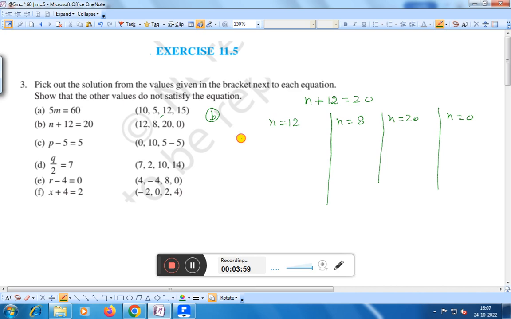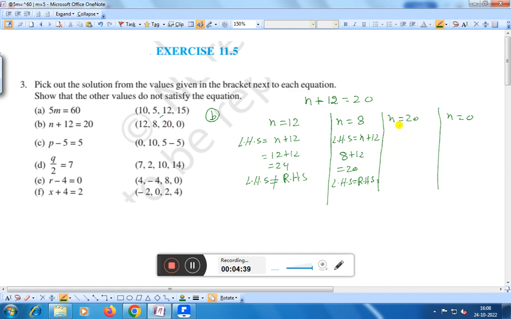Here in the first case, left hand side is equal to n plus 12. If we put the value of n, 12 plus 12 is equal to 24. Therefore 24 is not equal to 20, therefore left hand side is not equal to right hand side, therefore this is not the solution of the equation. Now in case of 8, left hand side equal to n plus 12, if we take n equal to 8, 8 plus 12 is equal to 20, therefore left hand side equal to right hand side.